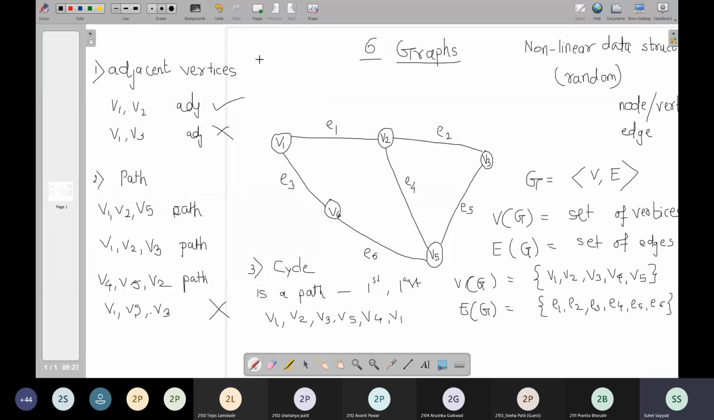Yeah. So let us see a few more new definitions. The next definition that we will discuss is connected graph.